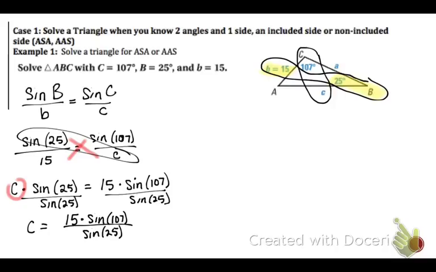So now we can put this in our calculator. And the way you're going to put it in is you're going to start with 15 times sine of 107. Make sure that 107 is in parentheses. And then you're going to do divided by sine of 25. In trig, we're always going to round to one decimal place, so the answer that I got for side c was 33.9. And I don't think I see any units on them, so we're just going to leave it as 33.9.